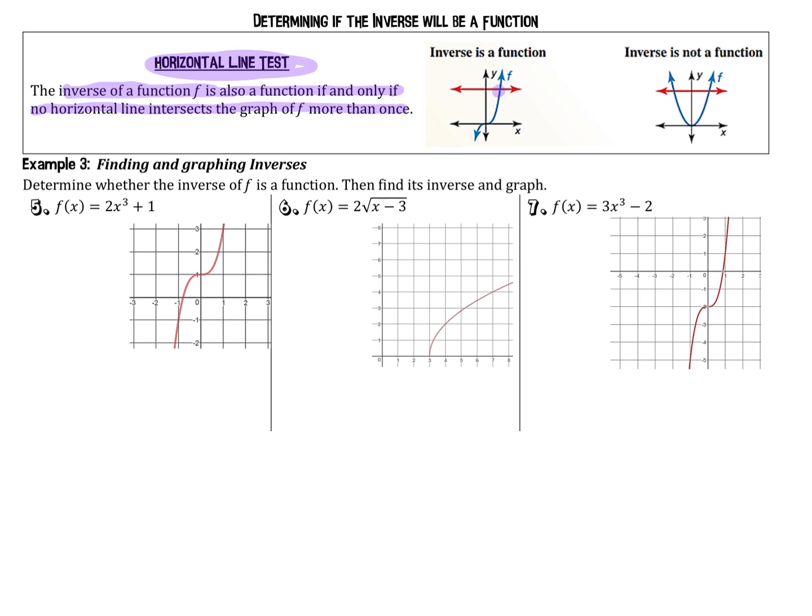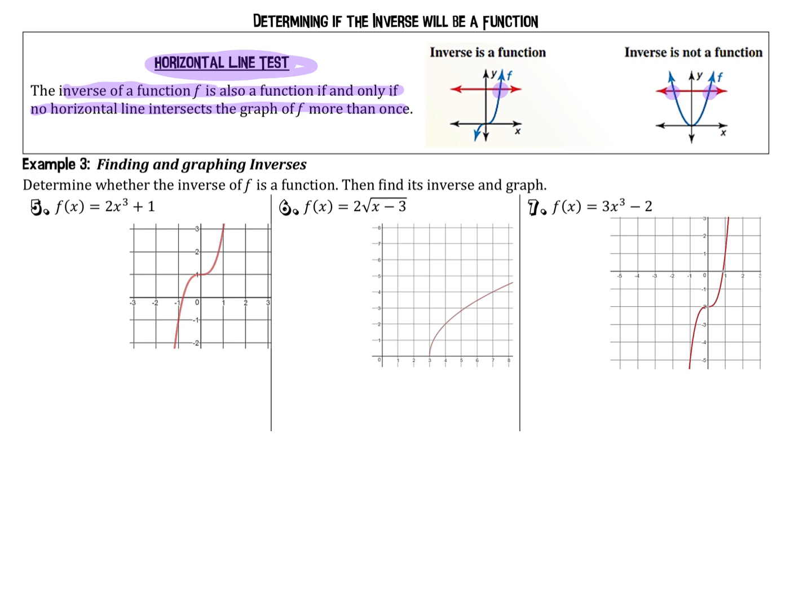So here I have what looks like some sort of cubic graph. A horizontal line will only cross exactly one time, which means the inverse would also be a function. As opposed to here I have a quadratic, which we just talked about in depth. It's not going to pass the horizontal line test, which means that the inverse will not be a function because the inverse will not pass the vertical line test.